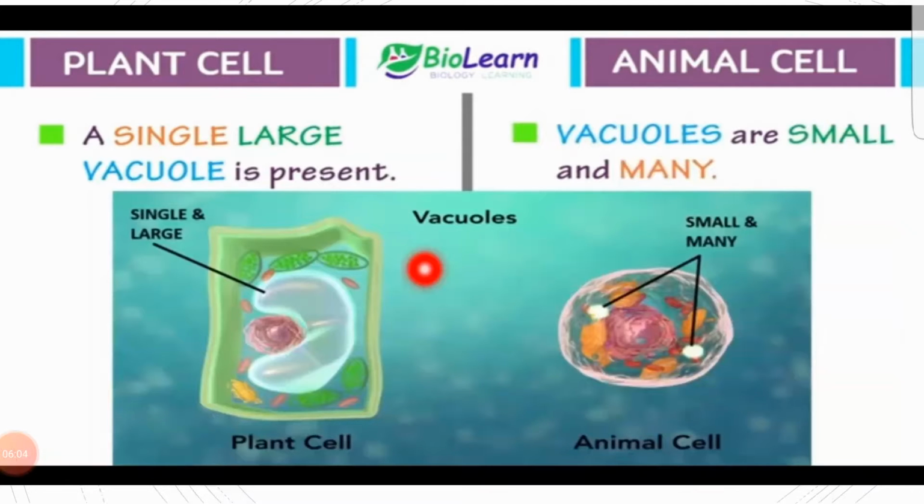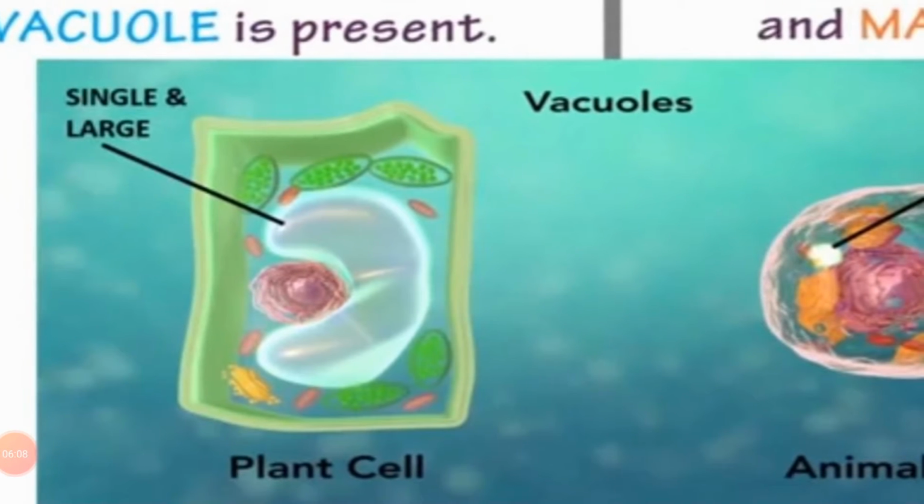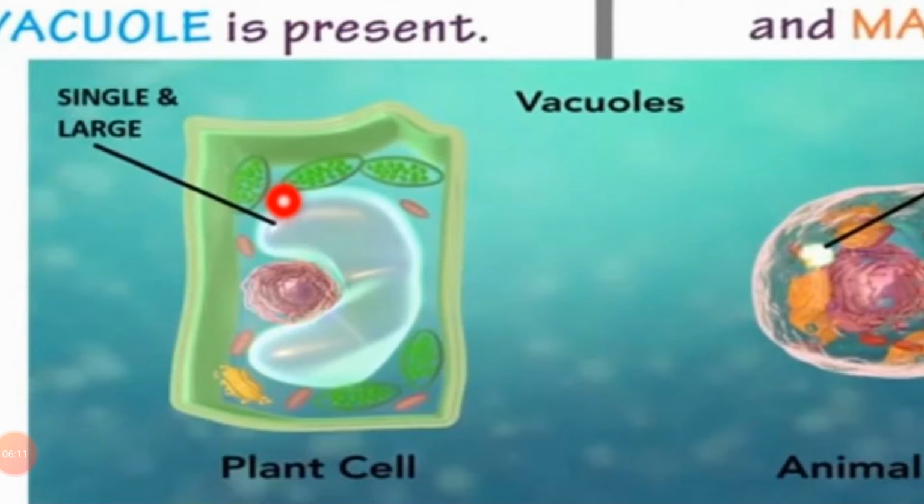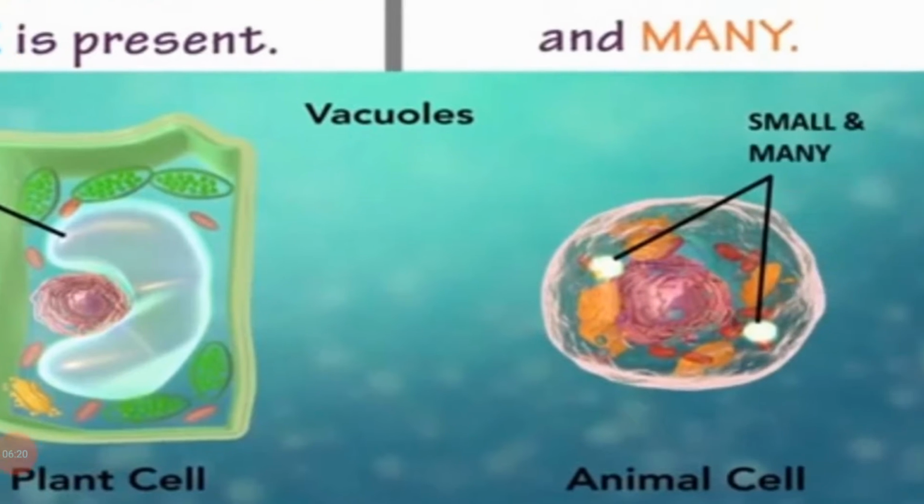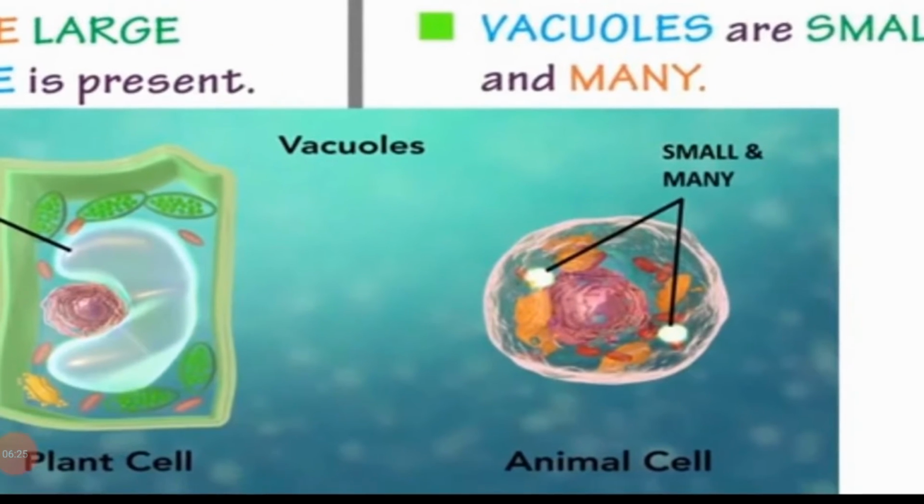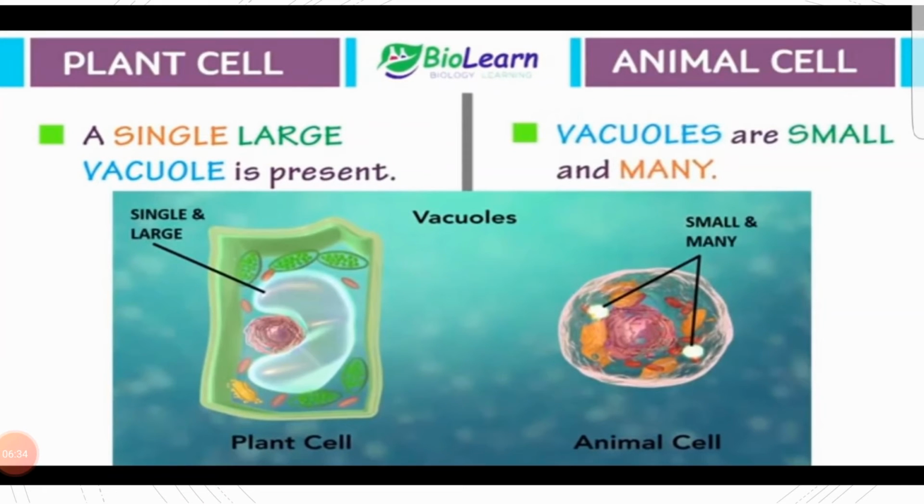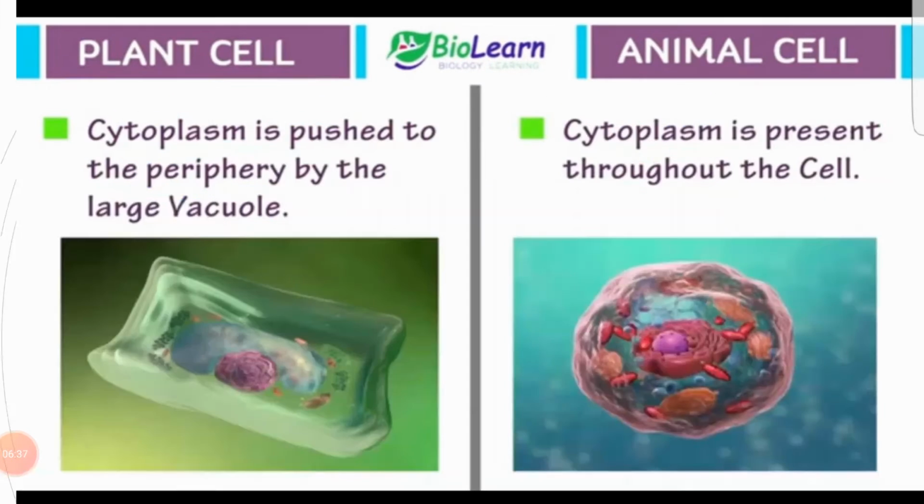Next one is about the vacuole. Look at this diagram, which shows the plant cell vacuole. This is large enough. Only one single large vacuole is present in the plant cell. If we consider the animal cell, look at this one: smaller vacuoles are present and they are many in number. So this is another difference between plant and animal cell.